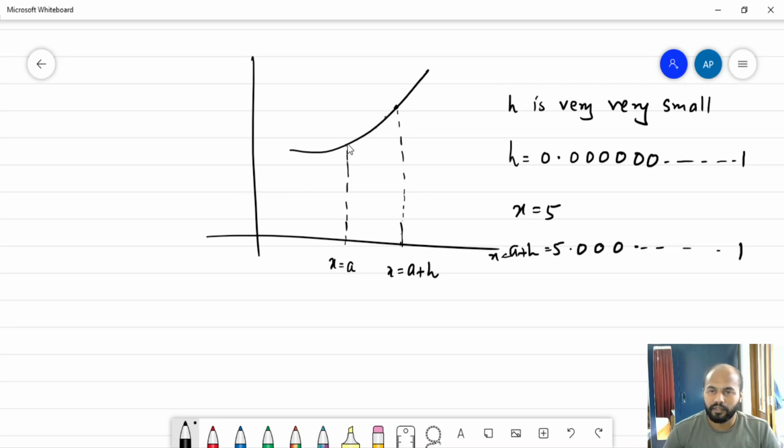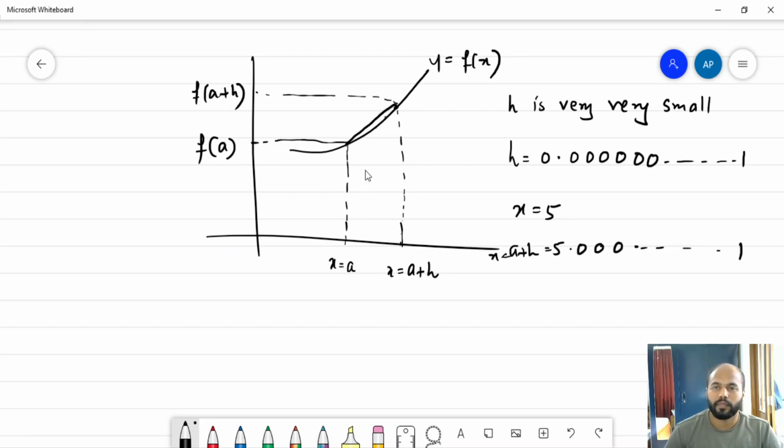Now I'm going to connect these 2 points together, as you can see in the diagram. When I'm connecting, I also have to have the y coordinates of these 2 points. So x coordinates we know. Consider that this curve is some y is equal to f of x function. So this point y coordinate will become f of a, and the next one will become f of a plus h.